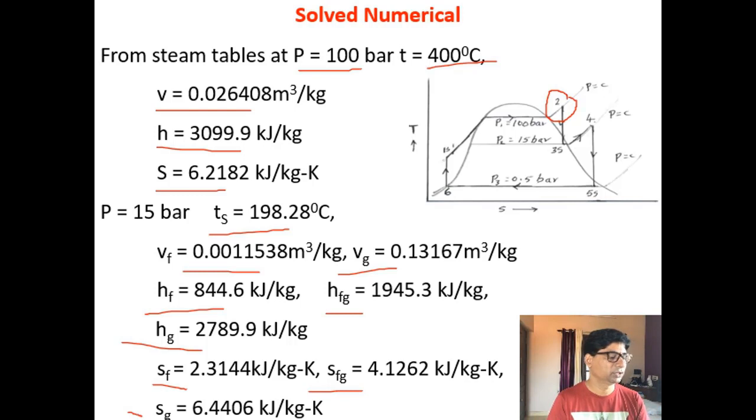At 15 bar, the saturation temperature is 198.28, VF is 0.0011538, VG is 0.13167, HF is 844.6, HFG is 1945.3, HG is 2789.9, SF is 2.3144, SFG is 4.1262 and SG is 6.4406. Perfect.